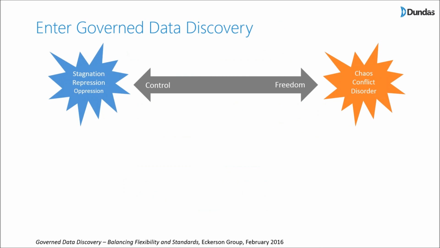So this is where governed data discovery comes in. When IT has too much control, as we can see on the left side, that results in stagnation, repression, and oppression. The users can't come up with new metrics and they can't really make new decisions. They're always answering the same older questions over and over. On the other hand, when users are given too much freedom, as we discussed, that results in chaos, conflict, and disorder.